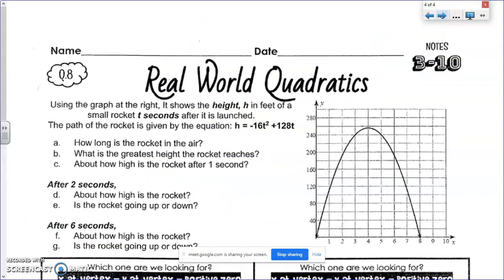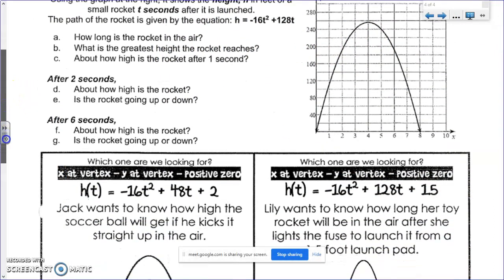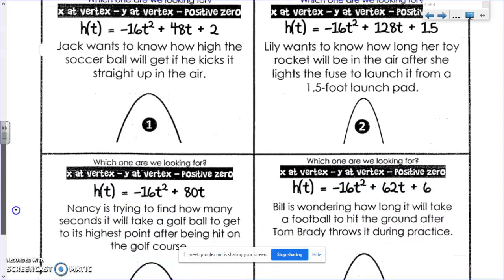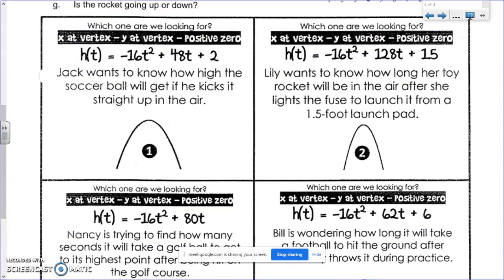All right, one more page and we're done. This here is just a neater graph of that first one we did, so just ignore that, but I put it in there twice just to make sure you understood it. All right, so we are going to look at these 4 problems right here. You're going to do it on your own, then we're going to go over it. You're either going to put X at the vertex, so the problem's talking about the X value at the vertex, or the problem's talking about the Y value at the vertex.